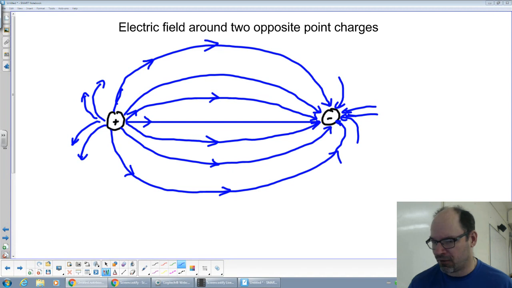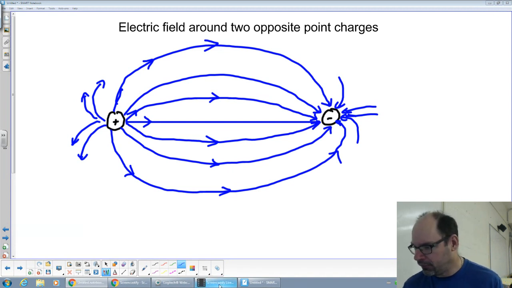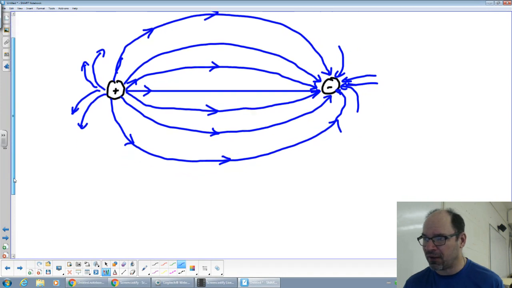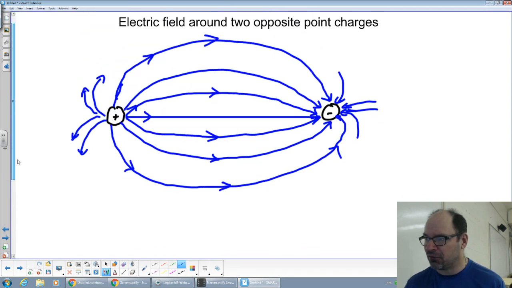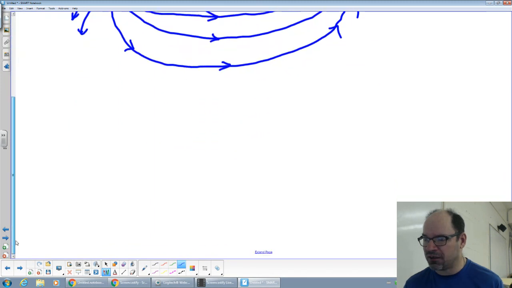Let's check our time here, see how we're doing. Okay, well, so this might be the last thing we do today. Yeah, probably, because it's 30 minutes. Okay, so let's do one more here. Underneath, we'll do the electric field around two like positive charges.